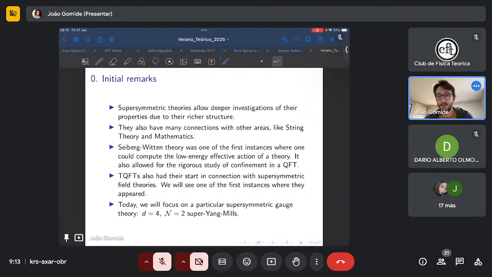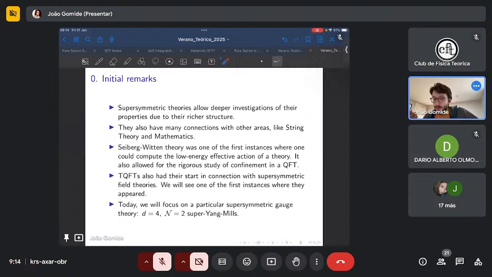As I said, they also have many connections with other areas. Most notably, for the thing that I did in my master's, there was the connection with pure mathematics, which is really beautiful, I think. And also for the stuff that I do now, which interests me the most, it also has a lot of connections to string theory. Superstring theory is already a supersymmetric theory. It has supersymmetry, and that's just one example of how it ties to string theory.